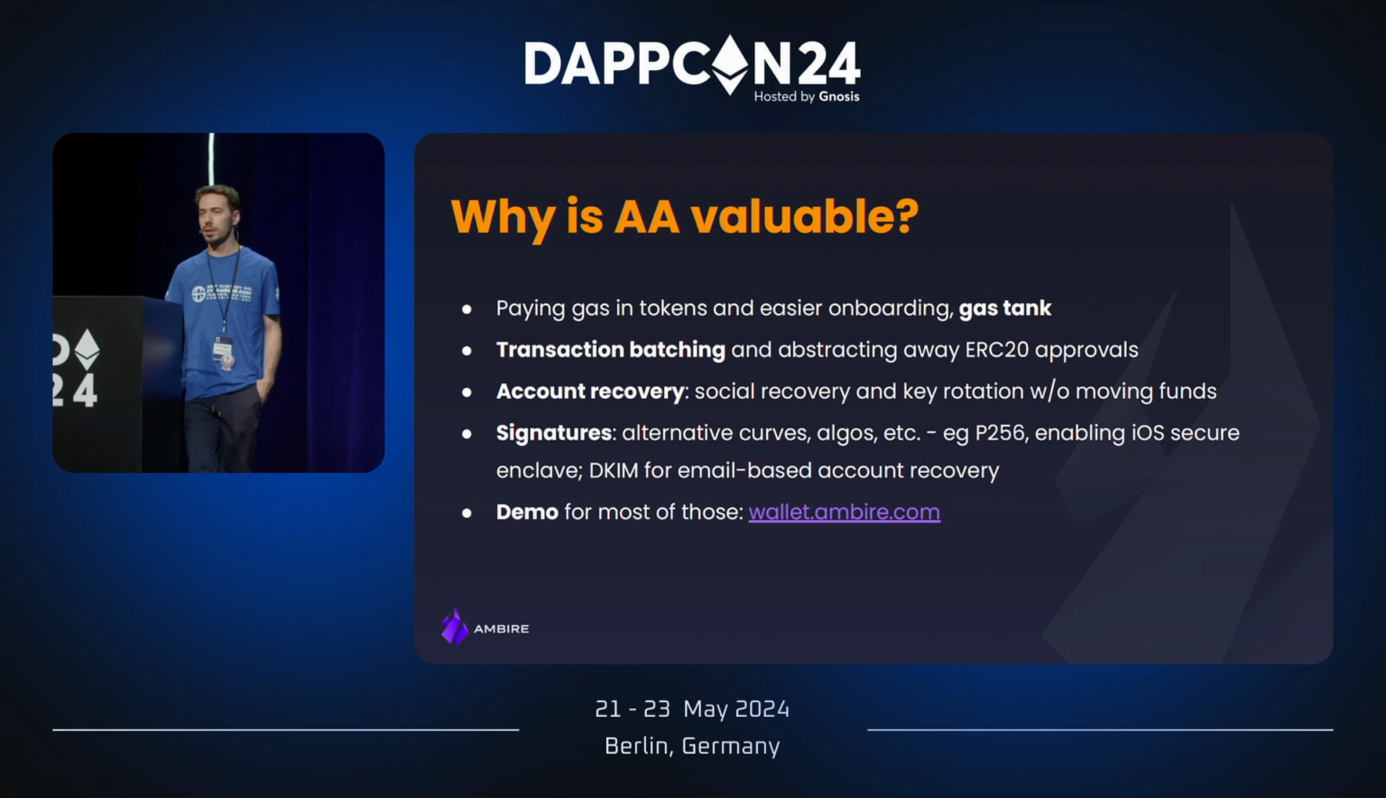And why is account abstraction valuable? Most of you probably already know this, but one of the first things is easier onboarding, thanks to being able to pay gas in tokens, being able to prepay for gas, etc. Another really cool thing is that we can get rid of ERC20 approvals, thanks to transaction batching. Also we can recover accounts, so social recovery, onboarding people without a seed phrase, and letting them recover their account even if they lose access to it. And finally, quantum resistance and being able to implement alternative cryptography, for example implementing passkeys. You can see a demo for almost all of those features in the web version of Ambire. We haven't implemented passkeys yet, but we rolled out almost all of those features mentioned here.